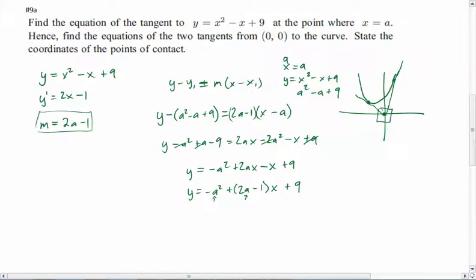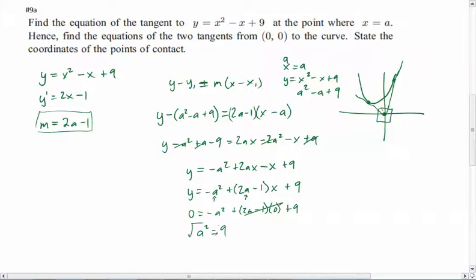0, 0. So we can go ahead and put in 0 equals negative a squared plus 2a minus 1 times 0 plus 9, and then we will just solve for a. So 2a minus 1 times 0 will be 0. I'll add the a squared to both sides, so I'll have a squared equals 9.